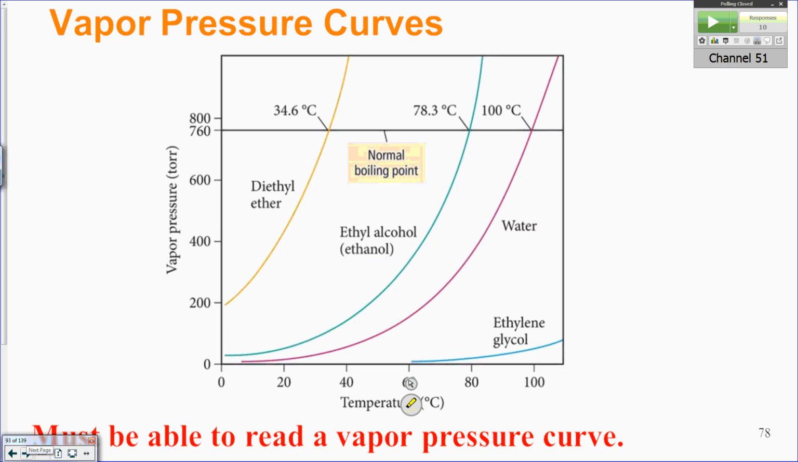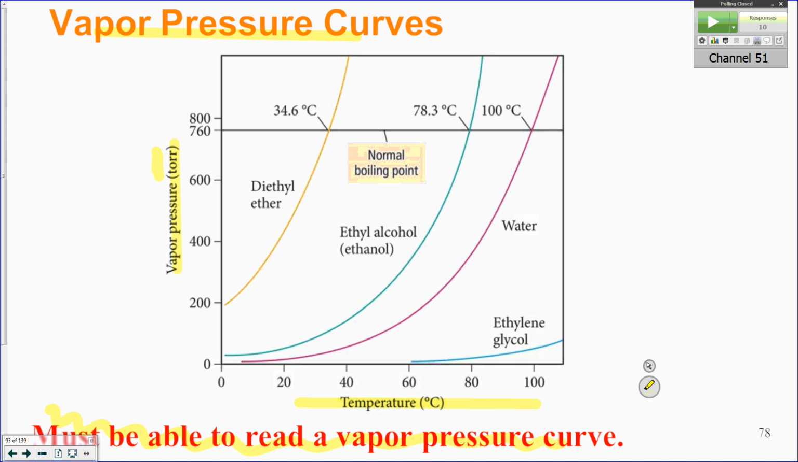So we call this a vapor pressure curve, and it is a plot of the vapor pressure, and we can measure vapor pressure in atmospheres, millibar, or torr, which is a common way that we do it, versus temperature on the other axis. Okay, so one thing that you need to be able to do is read a vapor pressure curve, like the one I've got down there at the bottom.